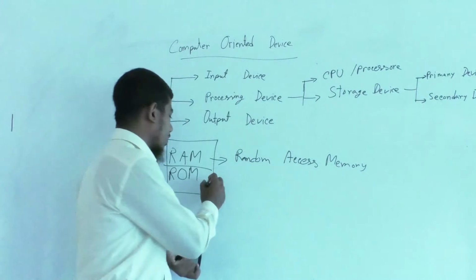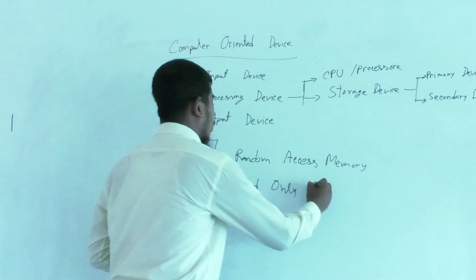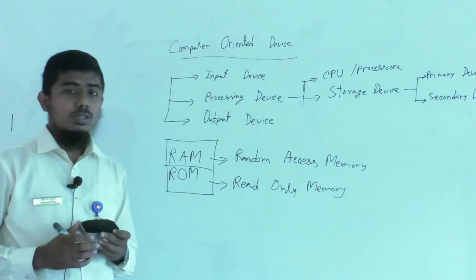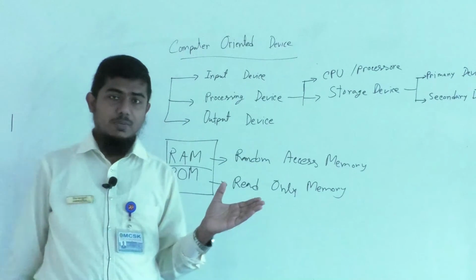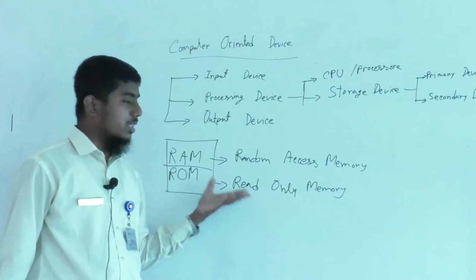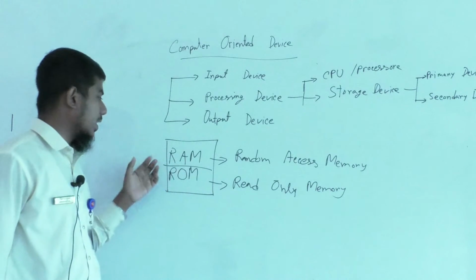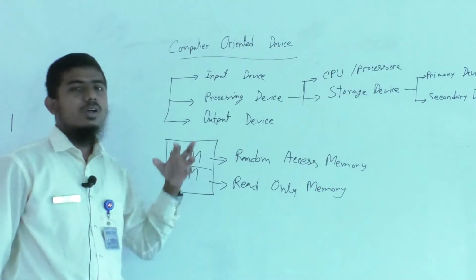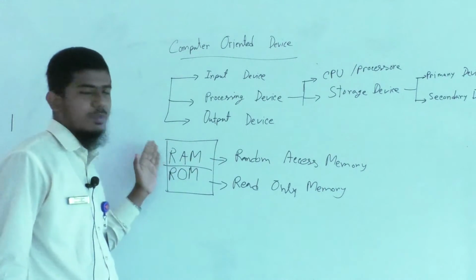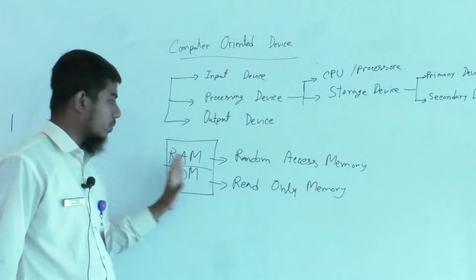ROM is called read-only memory. Read-only memory is based on some IC. It is very difficult to write, but whatever data it holds will not be deleted easily. So this is the difference between RAM and ROM. When the electricity has gone, the data held in RAM is lost, but if the electricity has gone, ROM will not be removed.